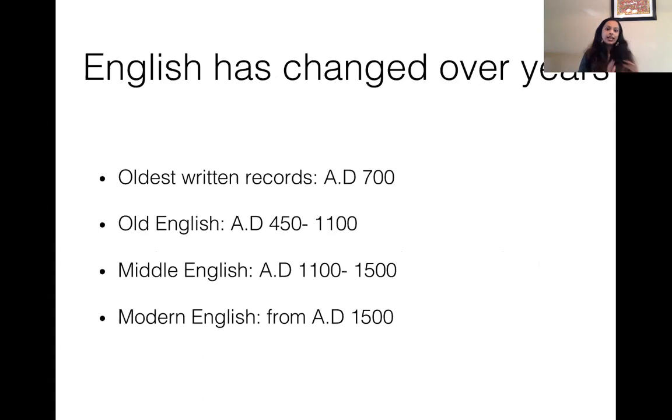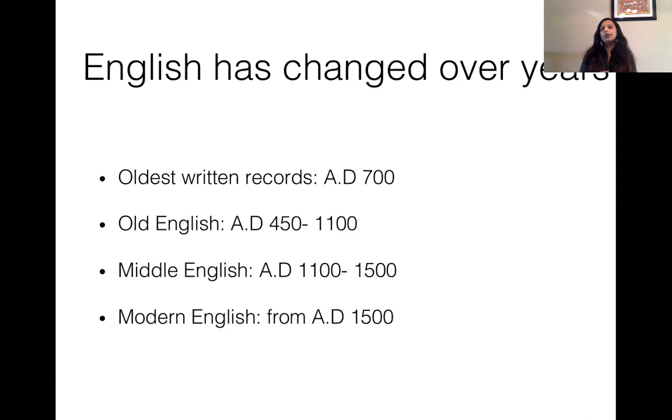So English has changed over the years. So this is what we are going to be looking at throughout the rest of this course. We're going to be starting with Old English, which is roughly around 450 AD to 500 AD, right up to 1100 AD, where the Norman conquest is what signals the start of the Middle English era, 1100 to 1500 AD, and Modern English from 1500 AD.